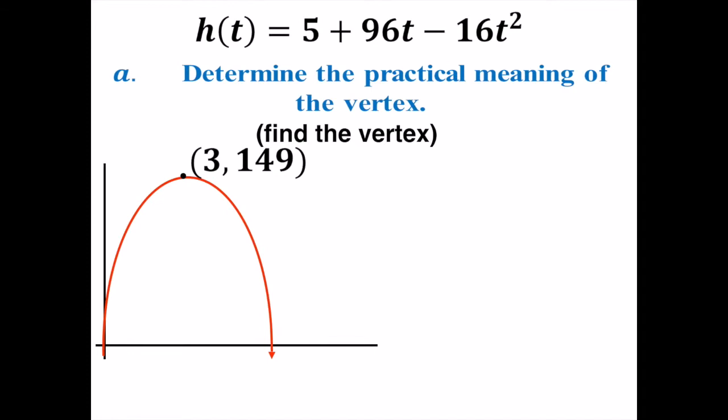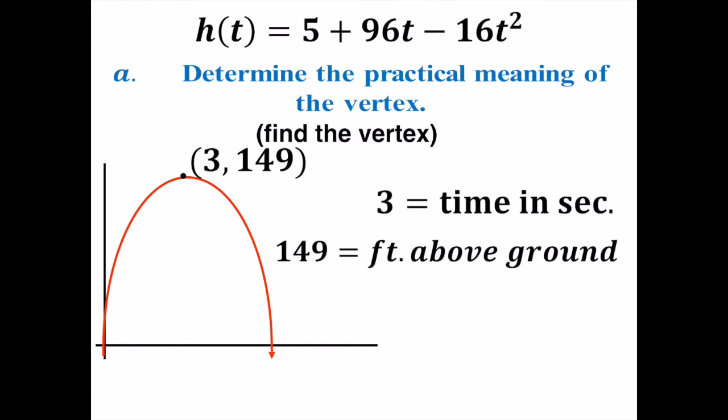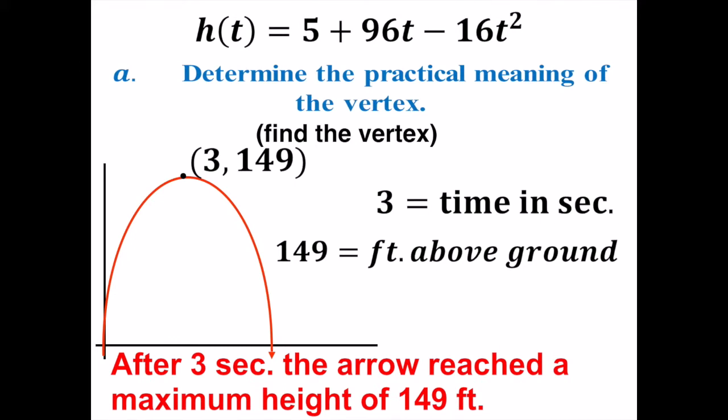So we've got to determine what is 3. Well, 3 is t. That's our t value. t was the time in seconds. So after she shoots this, 3 seconds is what it is. 3 is the time in seconds. 149 is the feet above the ground. Our practical meaning of this one, we just write a sentence using those two. After 3 seconds, the arrow reached 149 feet. Now this was the maximum height because it's a vertex. After that, the arrow started coming back down toward the ground.